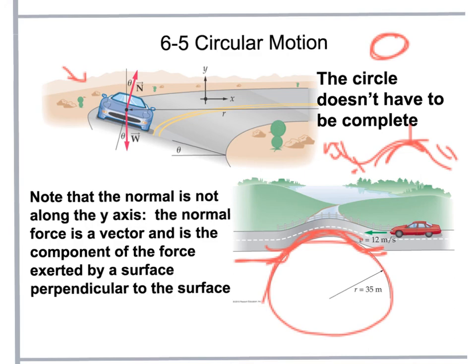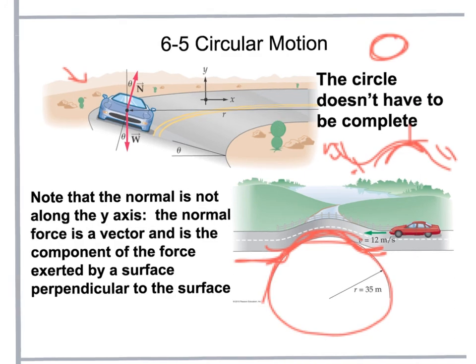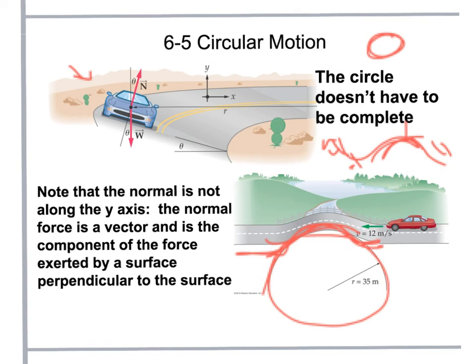There's nothing wrong with that. And so that's still considered circular motion. The car right here is operating in circular motion when it goes over the bump in the road. And then when we come up to this racetrack right here, here's one of the few examples that we do where the normal is literally not equal and opposite to the weight.